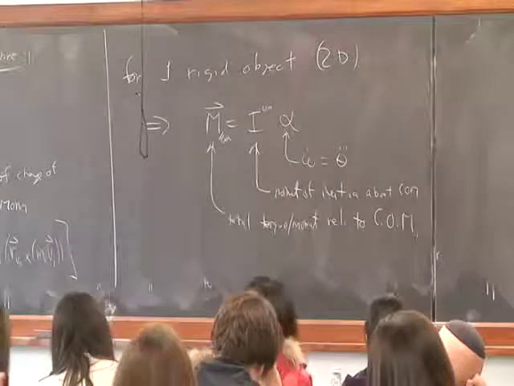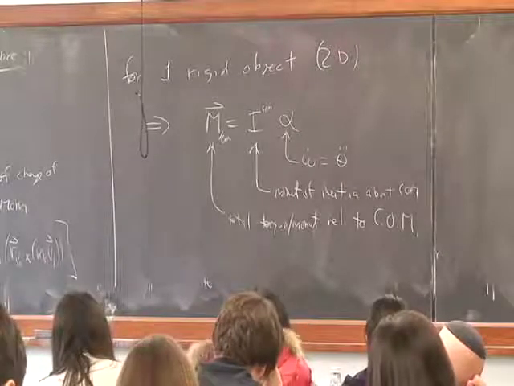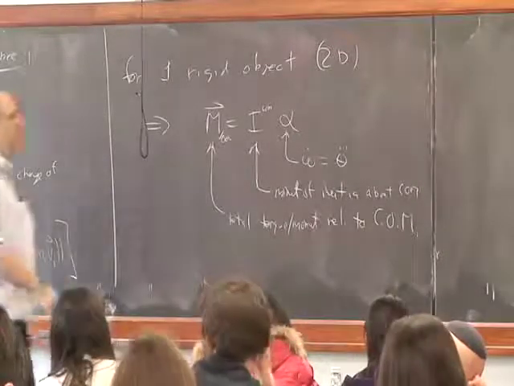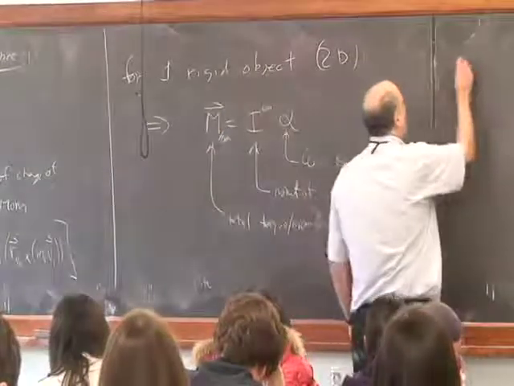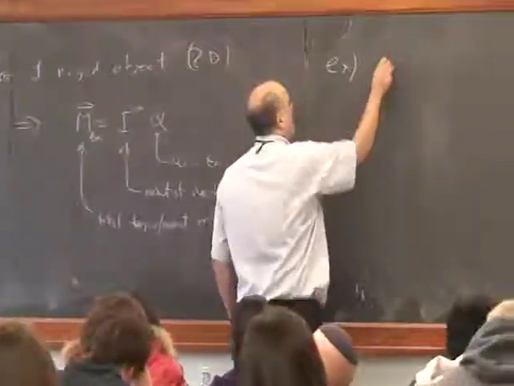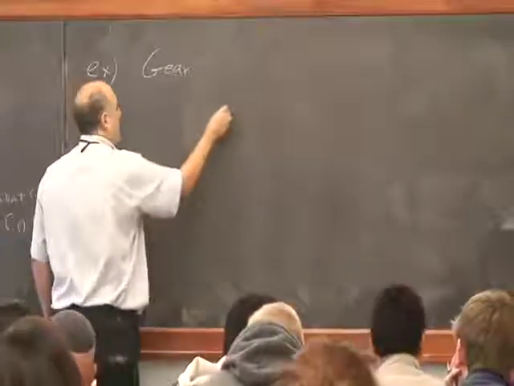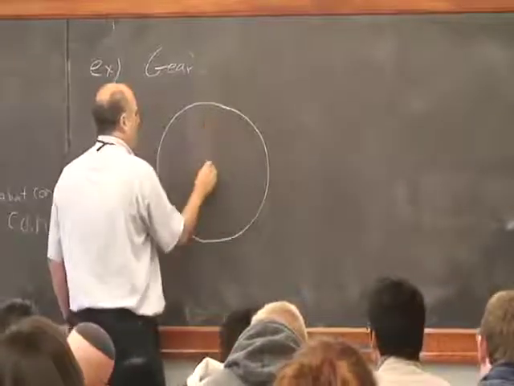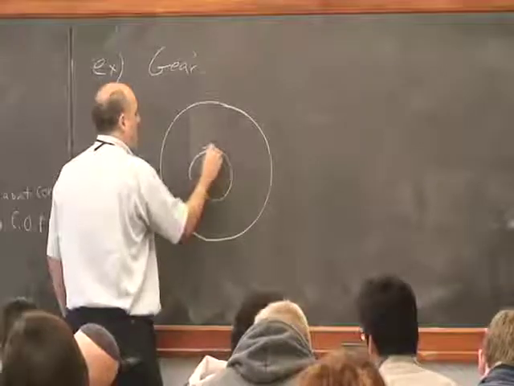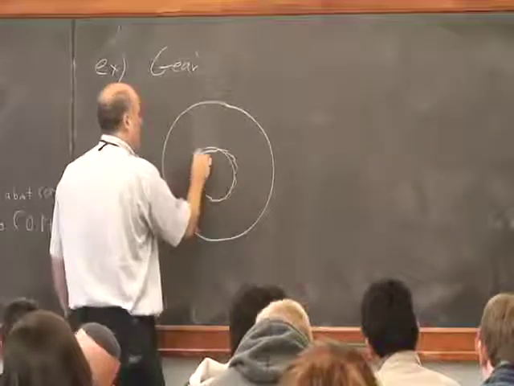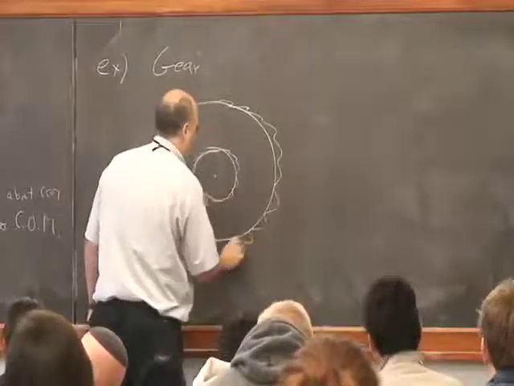And in particular, a special case is a gear. A gear is a good special case because gears appear all over the place. So if you have a gear, it's something like this. It might have an inner part and an outer part. It might have teeth all over it like this.